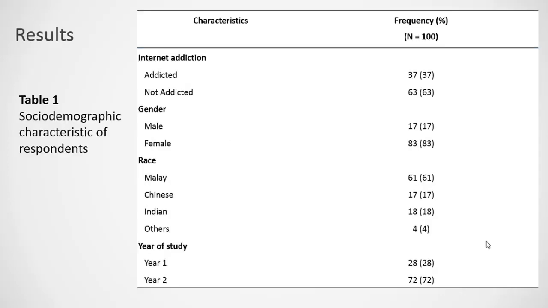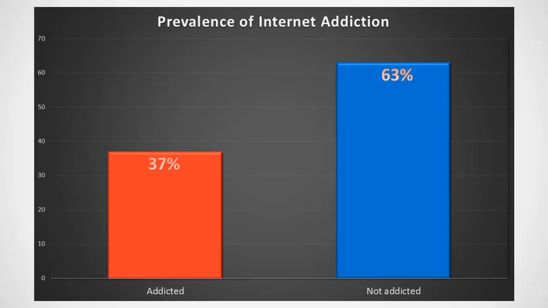Next, we will proceed with the results. Table 1 shows descriptive analysis of socio-demographic characteristics of respondents. We have presented our data in the form of a bar chart. As for the prevalence of internet addiction, 37% of our respondents are addicted, while 63% of our respondents are not addicted.